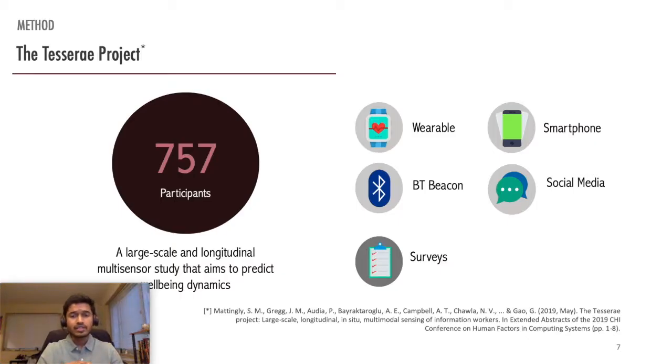So the data we use in the study comes from the Tesserae project. This is a study that leverages passive sensors that aim to predict well-being dynamics of information workers. The project includes various data streams, including wearables, smartphones, Bluetooth, and social media. Along with that, there are validated survey instruments that serve as ground truth assessments for job performance, as well as let us measure personality traits.